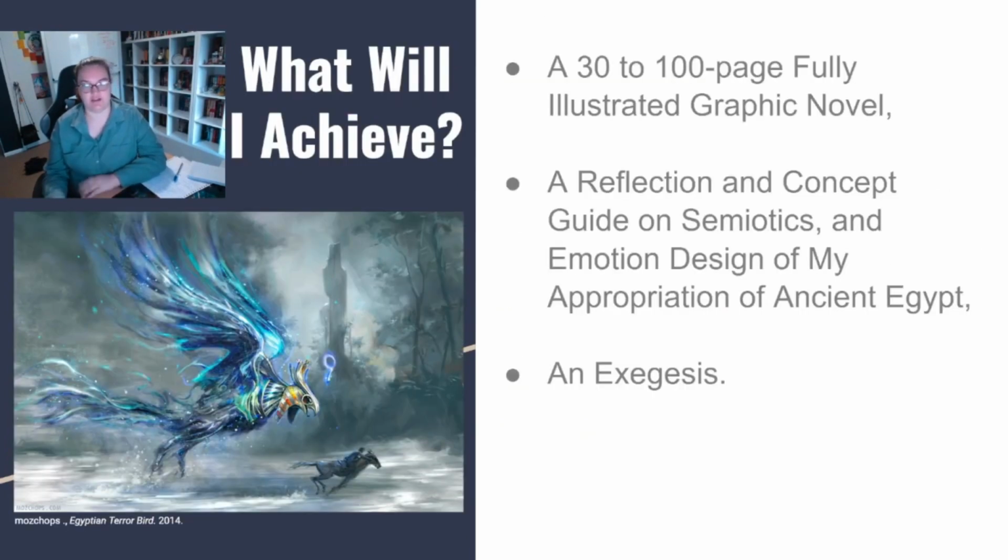Now, what will I achieve? My contribution will include a 30 to 100 page fully illustrated graphic novel, a reflection and concept guide on semiotics and emotion design of my appropriation of ancient Egypt, and an exegesis. Upon completion of this research, I will gain the skills needed to create any future emotionally effective visual projects, whilst also contributing to the growing knowledge within the creative practice research field of illustration.